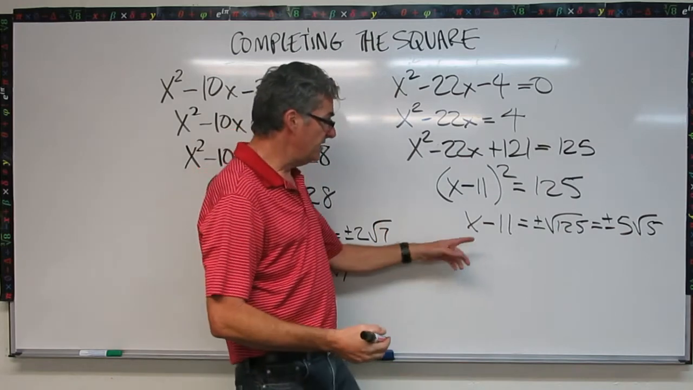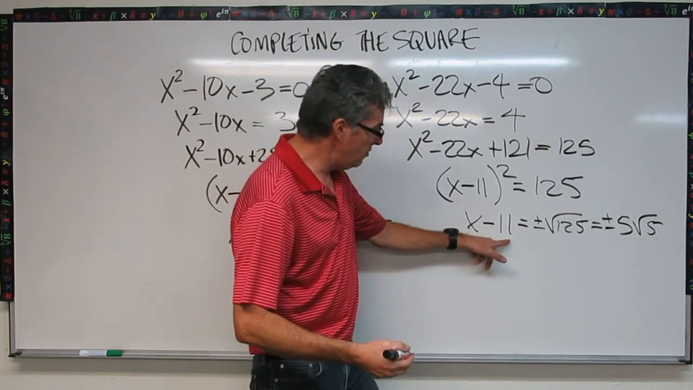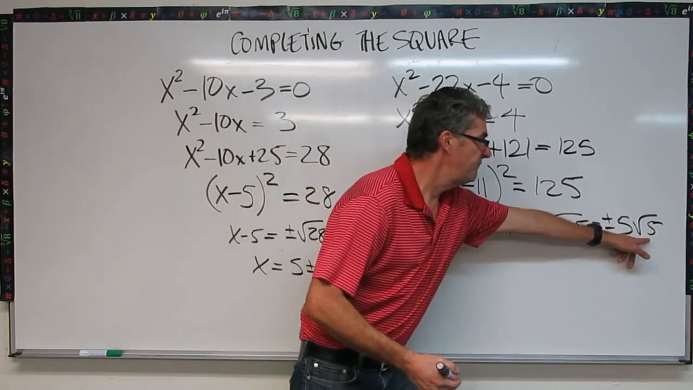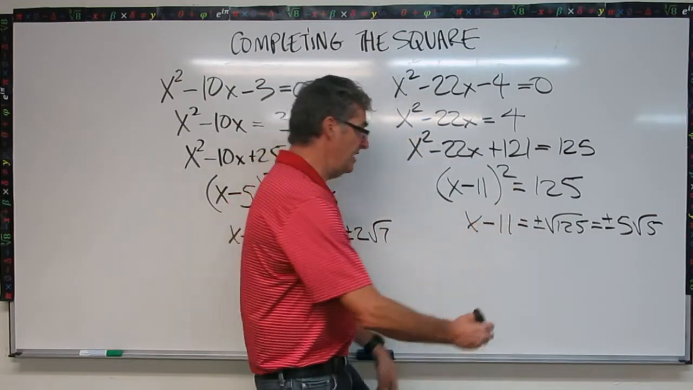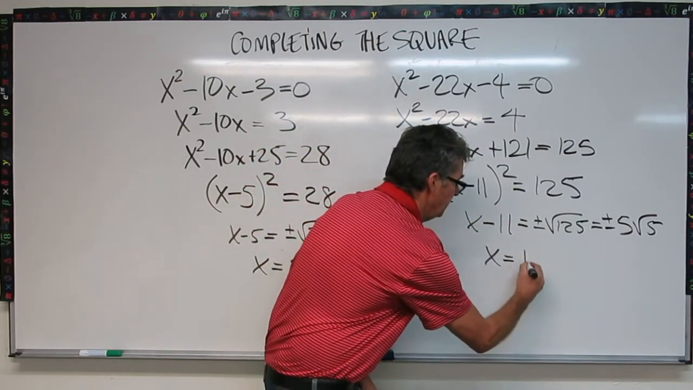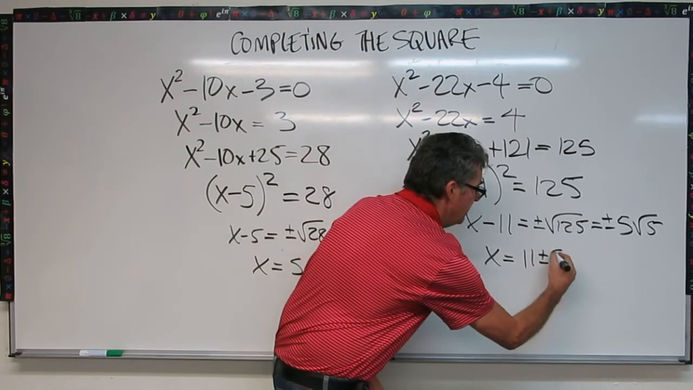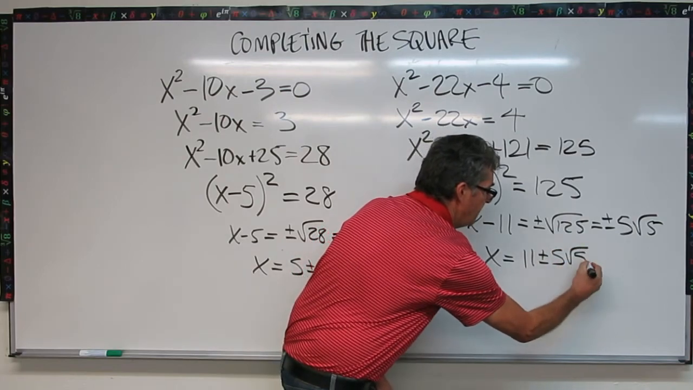So what I have here is I have x minus 11 equals plus minus 5 root 5. Add 11 to both sides. X equals 11 plus minus 5 root 5.